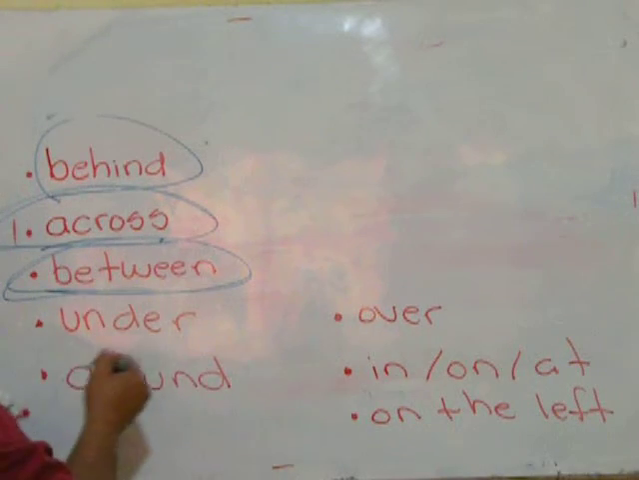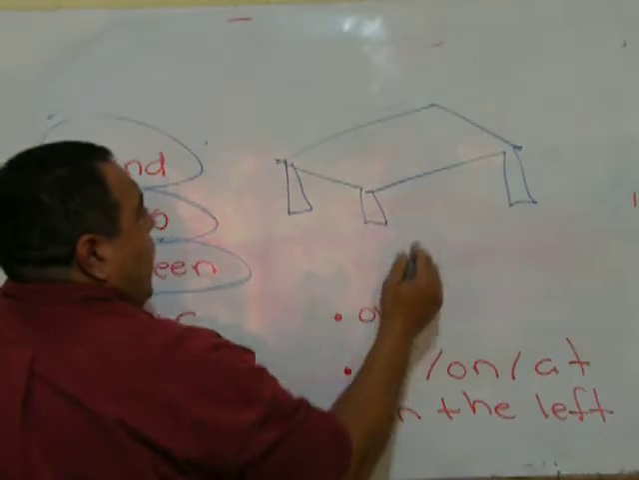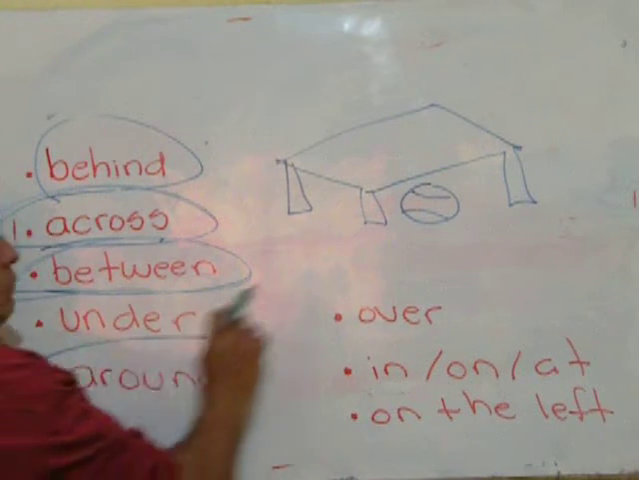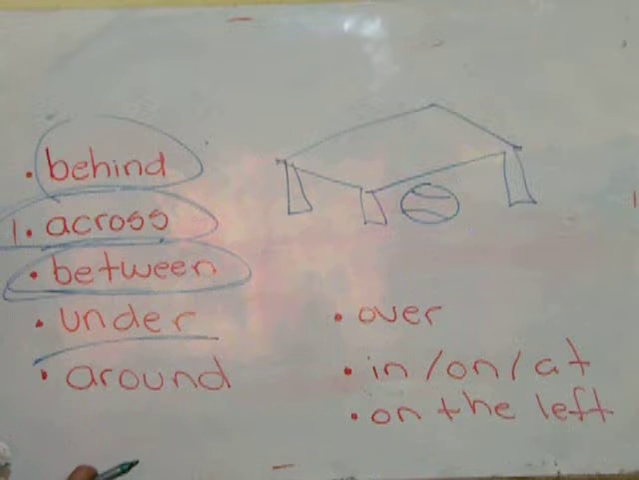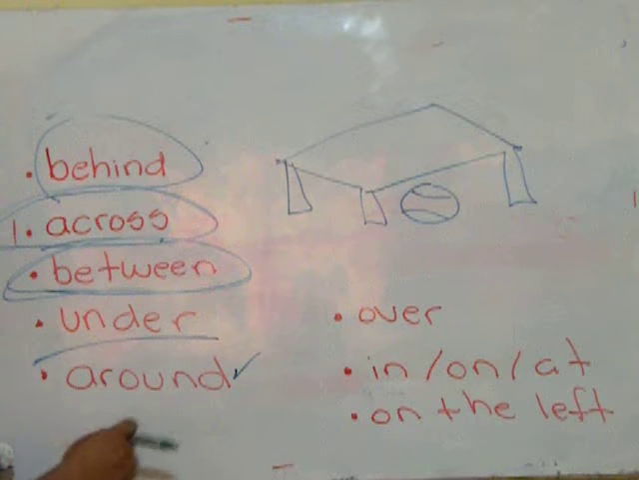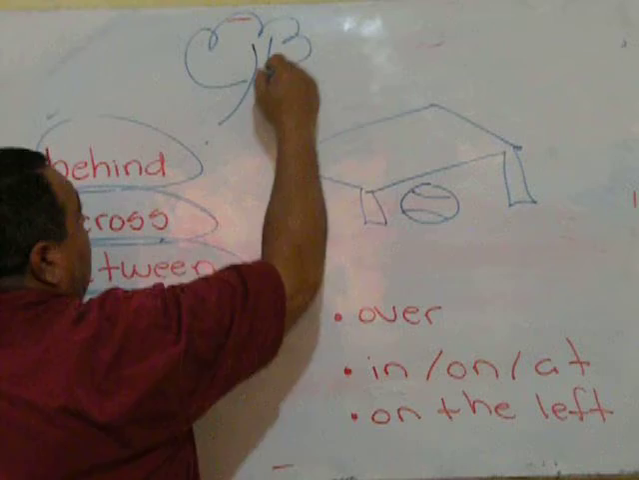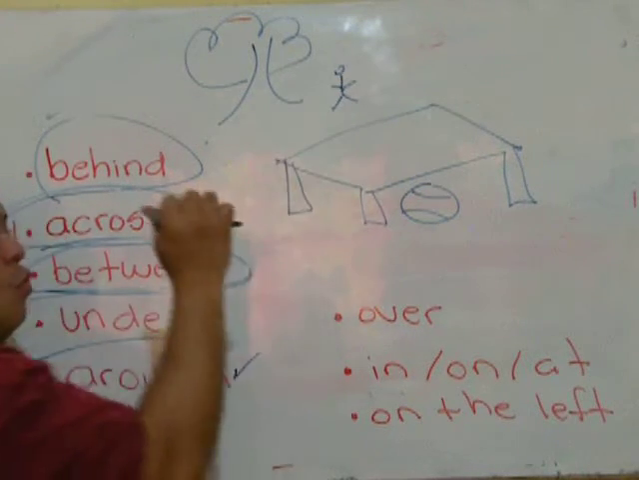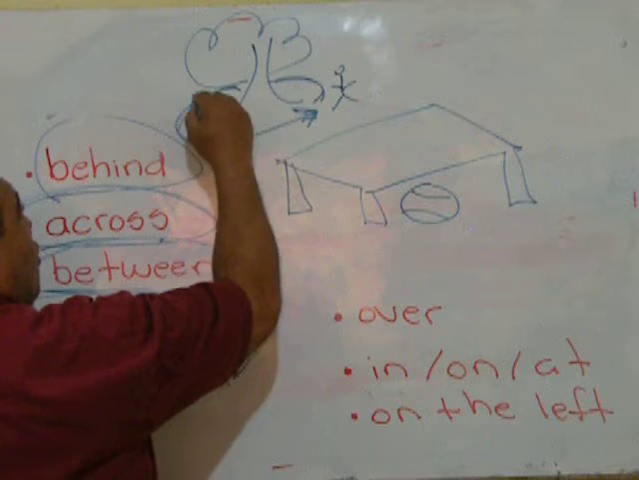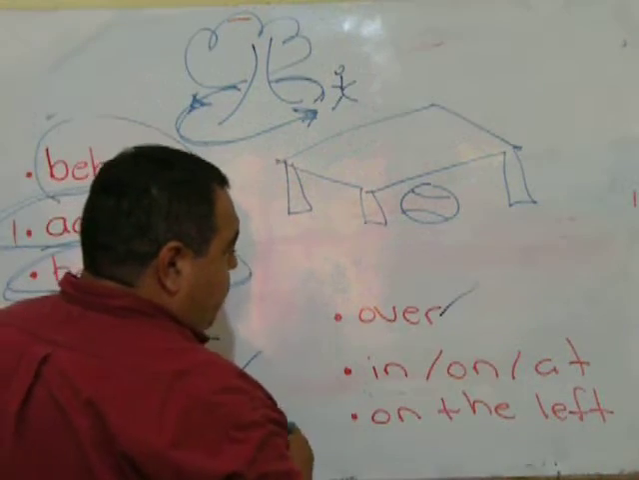We have under. We have a ball under the table. Under the table. We already checked around with the cat. You went around it. Oh, we didn't go around. We went behind it. Around. Around, for example, we have this boy running around the tree, okay? And we have already over and on the left.